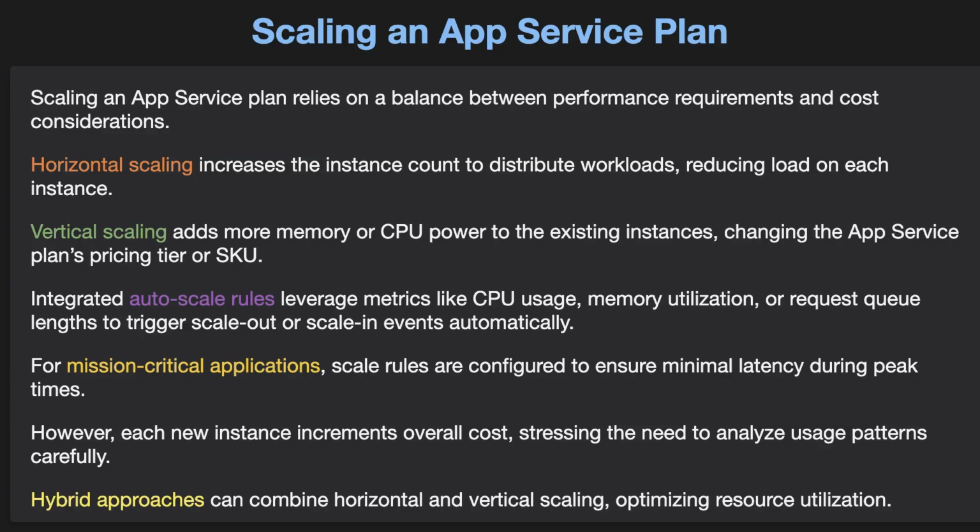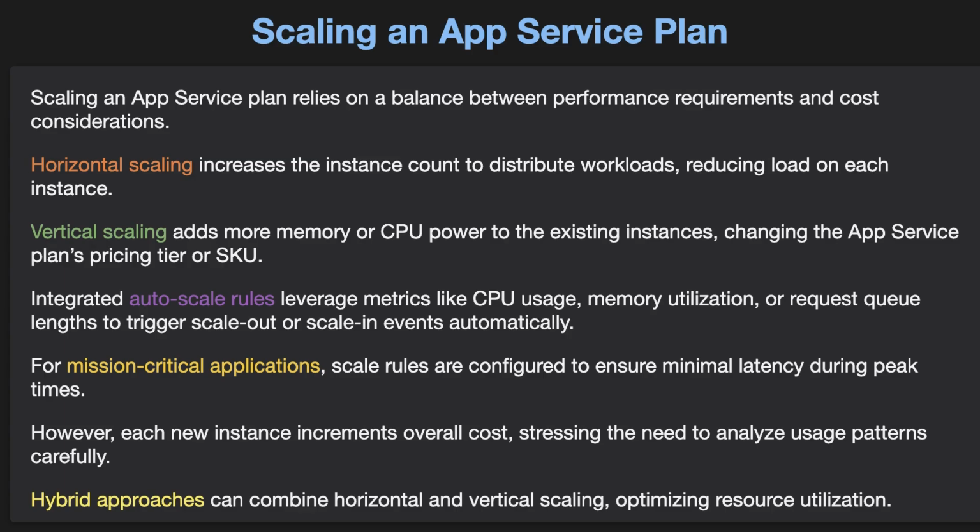Scaling an app service plan relies on a balance between performance requirements and cost considerations. Horizontal scaling increases the instance count to distribute workloads, reducing load on each instance. Vertical scaling adds more memory or CPU power to the existing instances, changing the app service plan's pricing tier or SKU. Integrated auto-scale rules leverage metrics like CPU usage, memory utilization, or request queue lengths to trigger scale-out or scale-in events automatically.